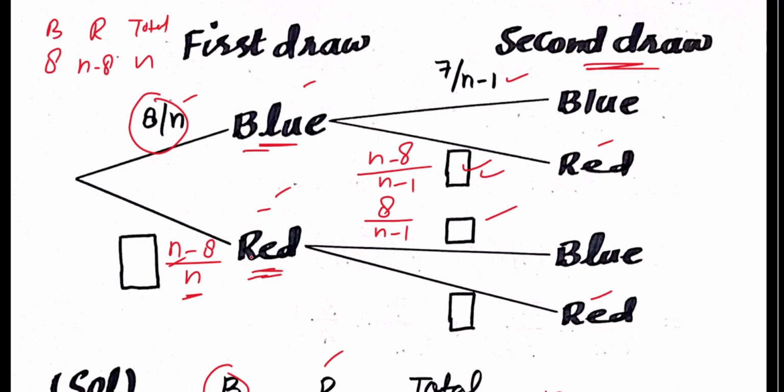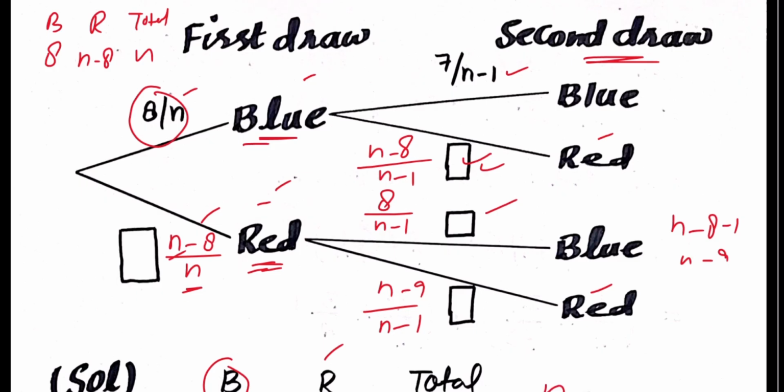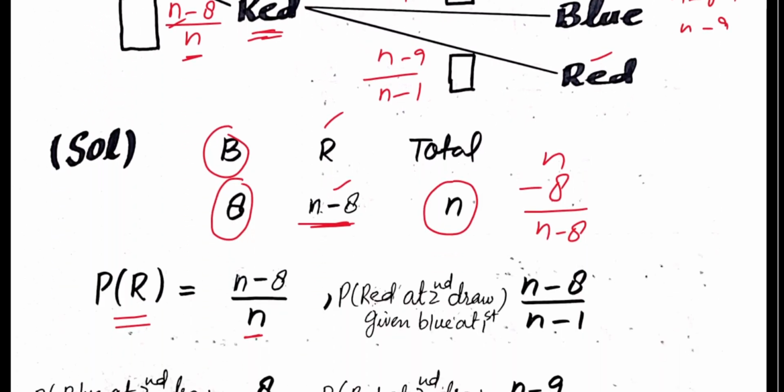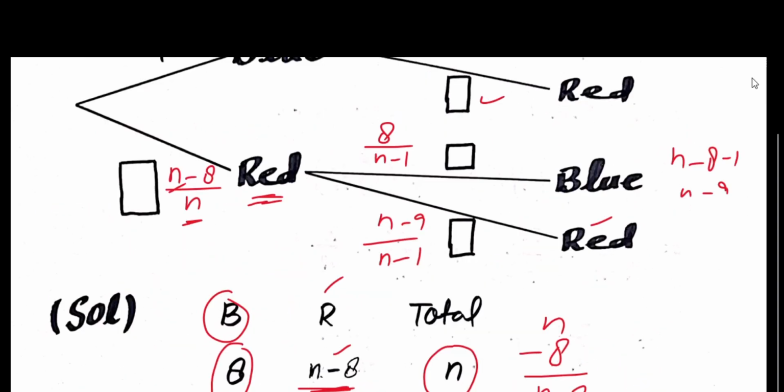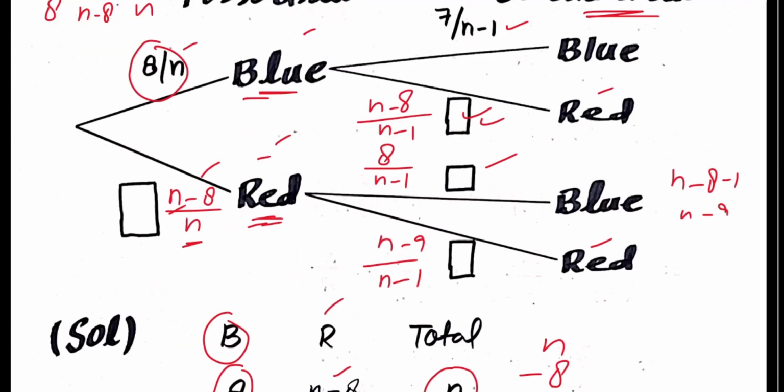Red. This is the second draw, and this is the branch from red. I have already chosen one red from here. Now the remaining red will be n minus 8 minus 1, that is n minus 9. This is n minus 9 out of total marbles at second place, n minus 1. So this is the tree diagram that you can fill by this.